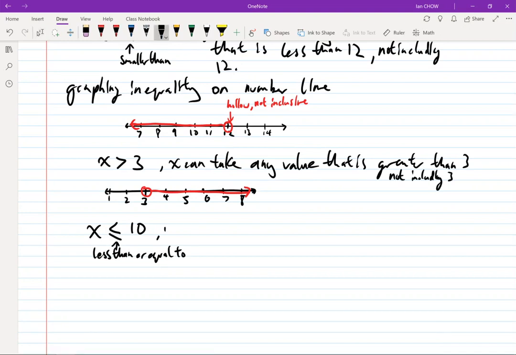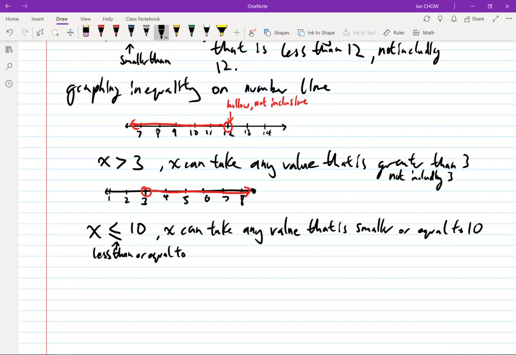That means that x can take any value that is smaller than or equal to 10, including 10. This time it's including 10 because it is "or equal to." That means x can be 10 or 9, 8, 7, 6, 5, 4, 3, 2, 0, or negative. It can go to the negatives, negative infinity, that's also fine. But the moment it goes above 10, x cannot take that value.